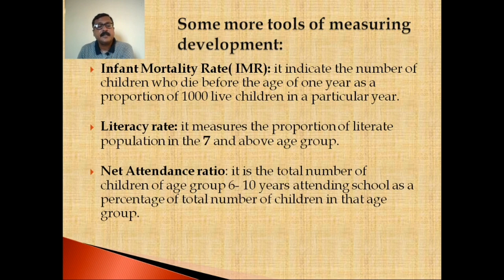Next is net attendance ratio. It is the total number of children of the age group 6 to 10 years attending school as a percentage of total number of children in that age group. That means it is the total number of children in the age group of 6 to 10 years who are going to school with respect to the total number of children who are there between this age group in a country.